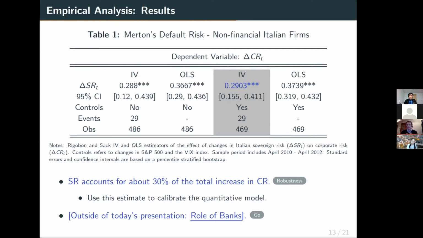So the idea is that I'm going to use this estimate in order to calibrate my quantitative model. Now, this is the full effect. And behind this value of 0.29, there are many channels that may be explained in this number. So there is the bank lending channel, a trade channel, a fiscal channel, and so on. So what I do in the paper, but this is going to be outside of today's presentation, is I study and provide evidence that highlights the importance of banks behind this transmission. And what I show is that banks do explain an important amount of this particular number that you have here.